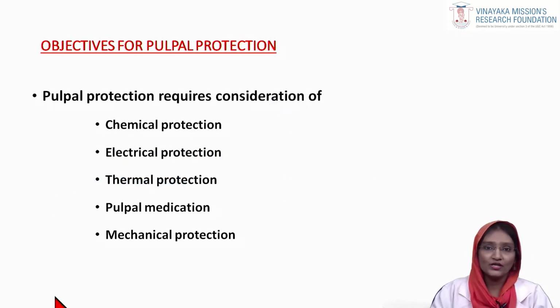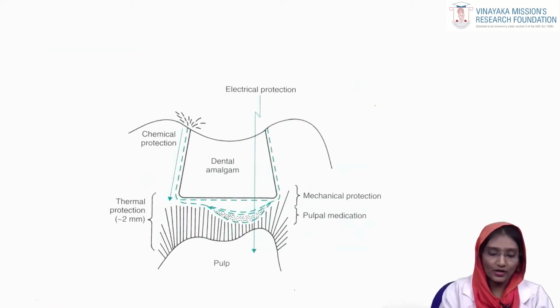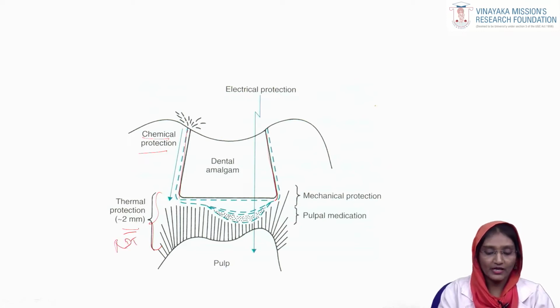Then moving on to the objectives of pulpal protection. Pulpal protection requires consideration of chemical protection, electrical protection, thermal protection, mechanical protection and pulpal medication. In this picture you can see the chemical protection, by placing cavity varnishes along the walls of the cavity. Thermal protection is the remaining dentinal thickness; about 2 mm of remaining dentinal thickness is very important for the protection of the pulp from any insults.